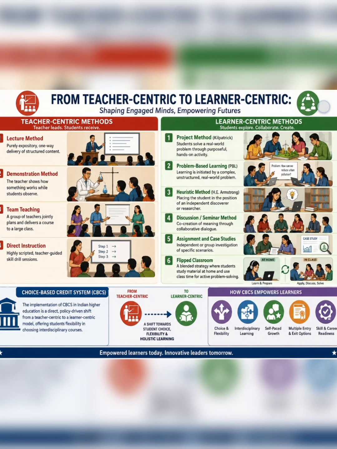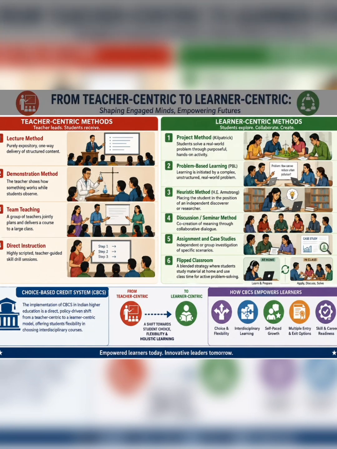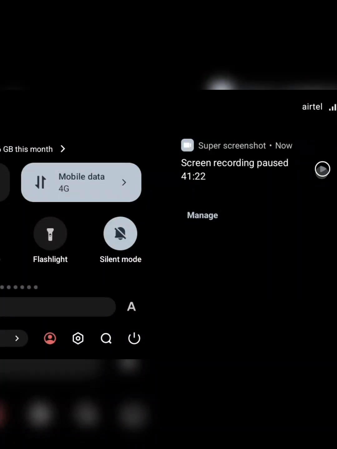As the infographic highlights, there are five core ways CBCS empowers learners. Number one is choice and flexibility. Number two, interdisciplinary learning. Number three, self-paced growth. Number four, multiple entry and exit. And number five, skill and career readiness.